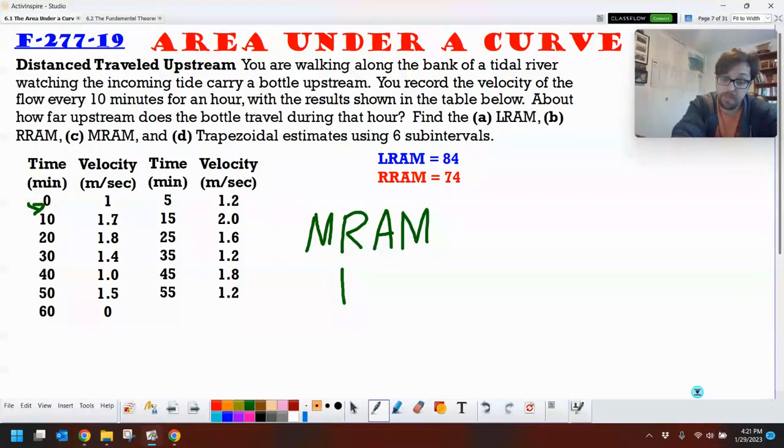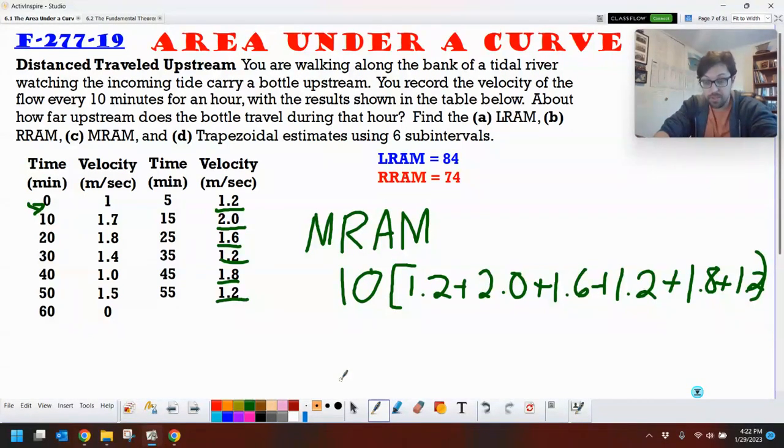Our width is still going to be 10, but we don't want our height to be determined by the left or the right. We want what's right in between. So we have to check at those 5-minute intervals that are still 10 apart. Same way, we're going to multiply all of those widths by all of these now as our heights. So now I just have to type all those into my calculator. I typed them in and I got my MRAM to be 90.